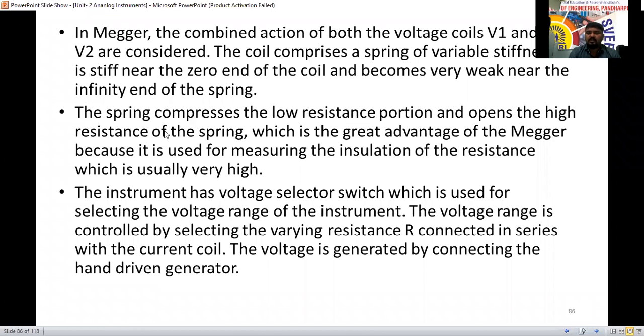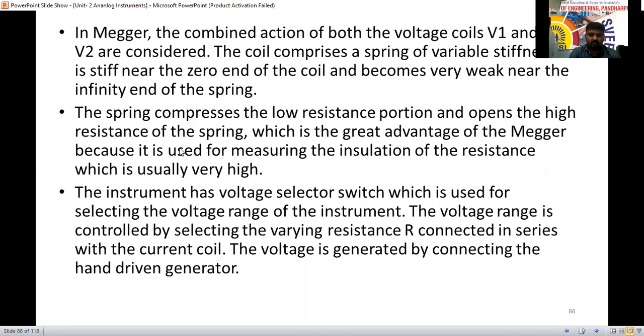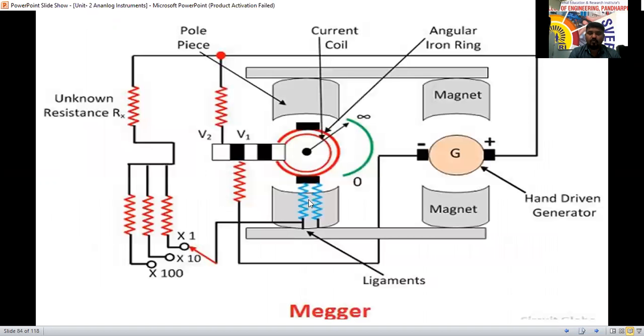See here, the spring compresses for the low resistance portions and opens for the high resistance portions. It compresses for the lower resistance value and opens for the higher resistance value. Based on that, V1 and V2 will be in the strong magnetic field or the weak magnetic field as they move over there.